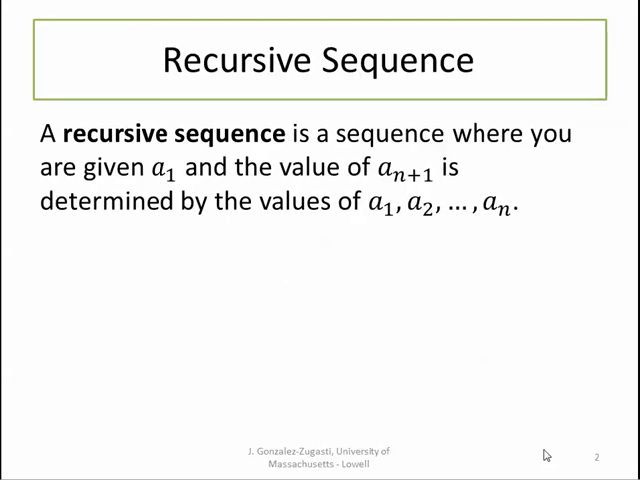Sequences. A recursive sequence is a sequence where you're given a sub 1 and the value of a sub n plus 1. And that's how you determine the following values of a sub 1, a sub 2, up through a sub n.